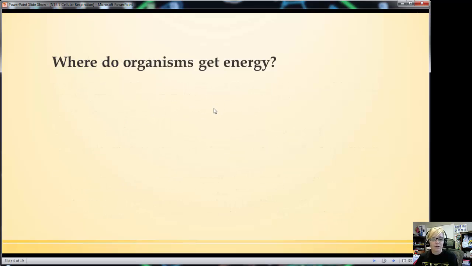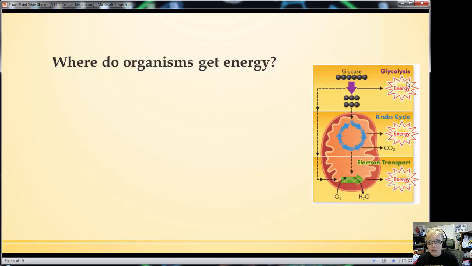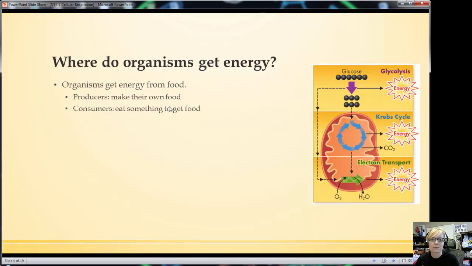So where do organisms get energy? We've already talked about this, so you should have an idea of where we're getting our energy from. You can see here that we're going to be converting the energy stored in glucose into usable energy that our cells can use. This will be ATP. We've already talked about that just a little bit. We know that organisms get their energy from the food that we eat. For example, producers like plants are able to make their own food. That's the process of photosynthesis. Since you and I and other animals are consumers, we can't make our own food. We have to get our food from eating something else. So we'll either eat producers or we'll eat another consumer that has eaten a producer.